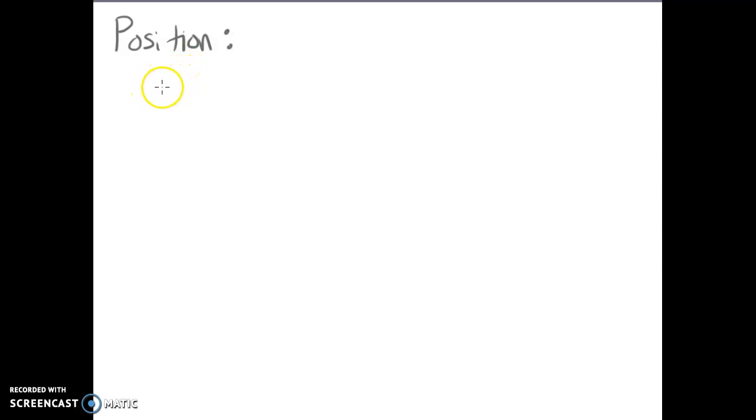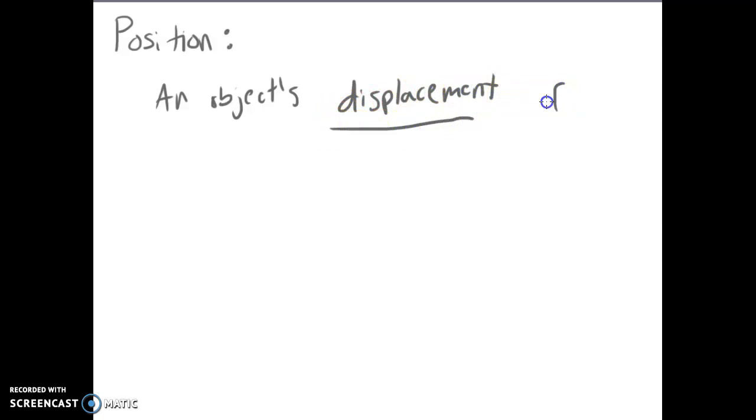So an object's position is its displacement from a reference point. And again, that word displacement, if you don't know what it means, you need to go watch the video on displacement, because it does have a very specific meaning in physics. This is a very important word. So it's an object's displacement from a reference point.